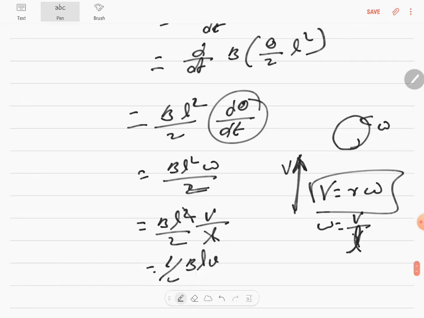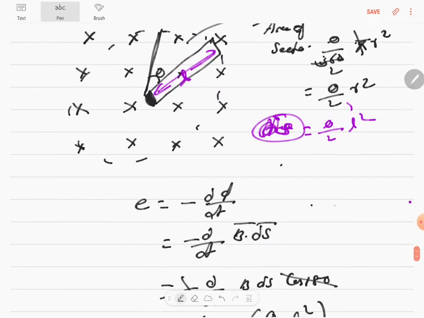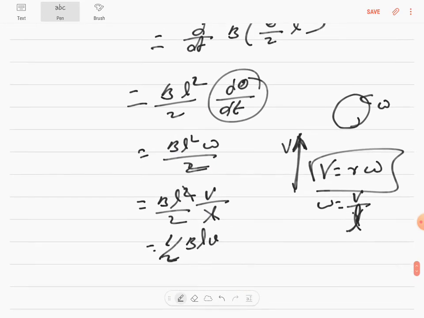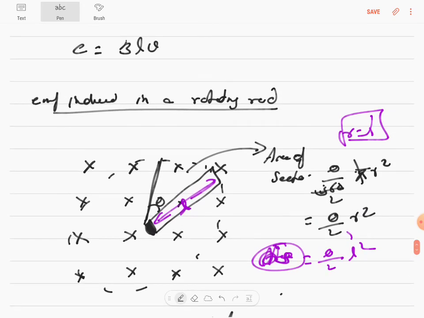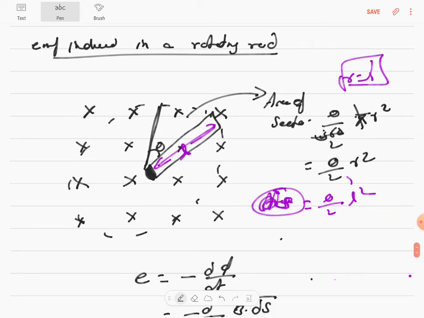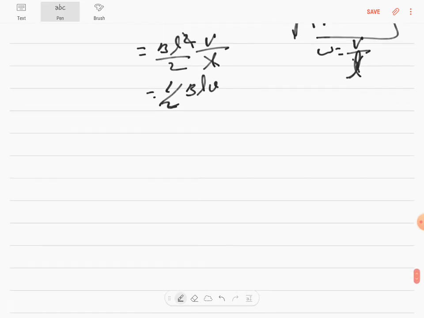Easy to remember this formula because that was BLV. That was BLV and here it's half BLV. It's easier to remember, and that's the advantage. And can you see the area vector is normal? Yeah. And the flux through this area keeps increasing as you move it. Okay, so that's about it. So that's half BLV.